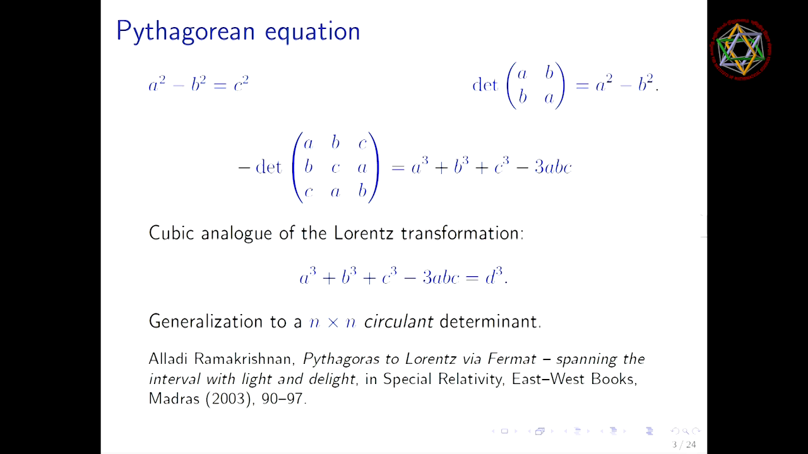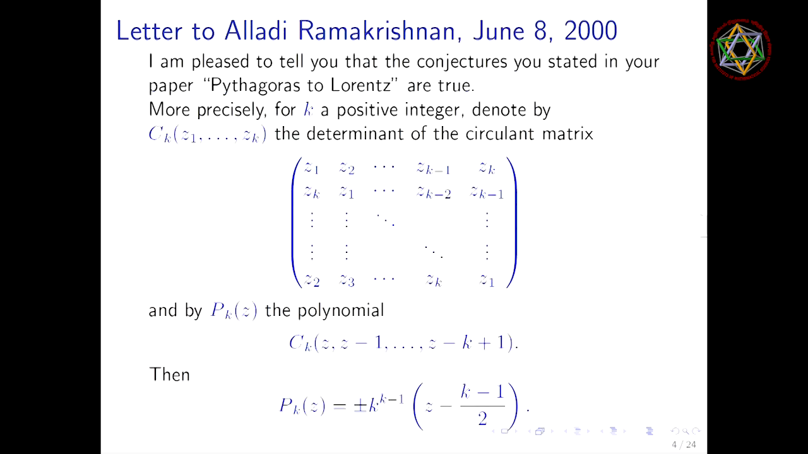And thanks to that, he suggested a cubic analog of the Lorentz transformation. And this cubic analog is the one which is written here: a sum of 3 cubes minus 3 times the product is a cube. And he suggested also a generalization to an n by n circulant determinant. And this is where he asked the question.